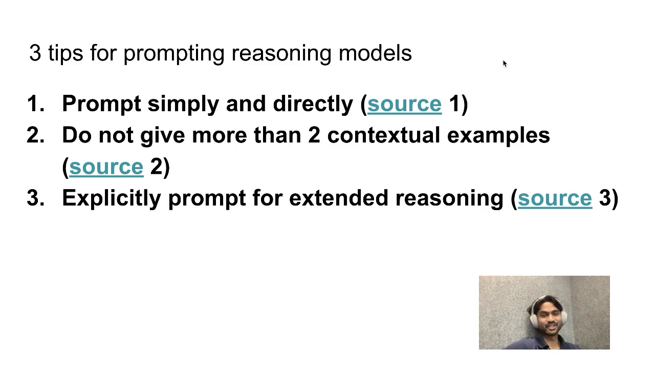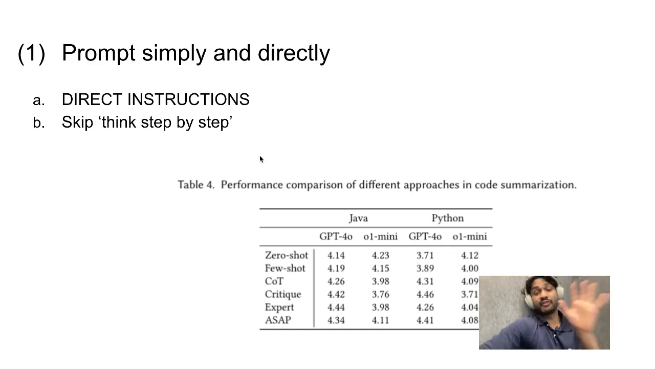We've taken the liberty of going through the latest research, and we've come up with 3 main tips for prompting reasoning models. The first tip is that we're going to want to prompt simply and directly. So this means that when you have a task, you're going to want to give direct instructions and not give unnecessary and superfluous random specifications like think step by step or think like a human, etc.